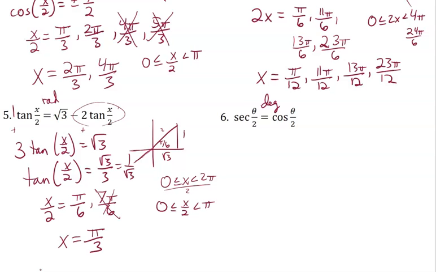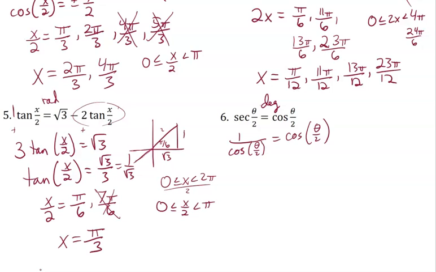Okay, last one here. I've got secant of theta over 2 on one side, cosine of theta over 2 on the other side. Remember that secant is equal to 1 over cosine. So this is rewritten as 1 over cosine of theta over 2. Remember, flip the ratio upside down, and that's an angle. Don't flip the angle upside down. This is equal to cosine of theta over 2.